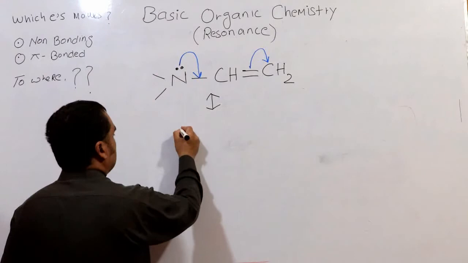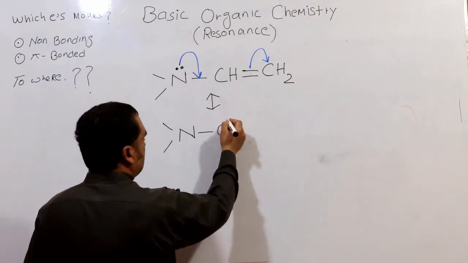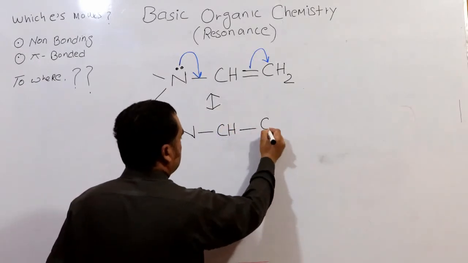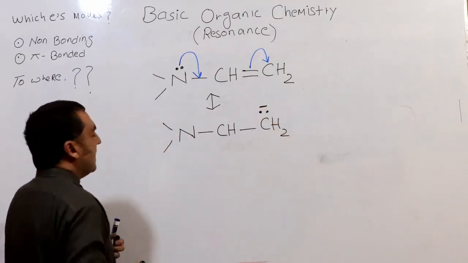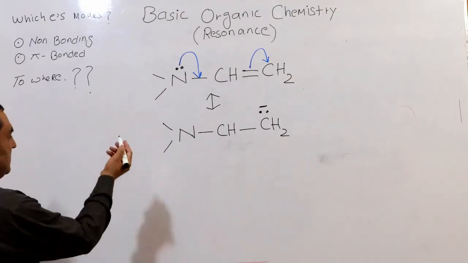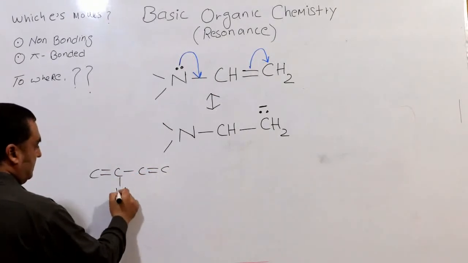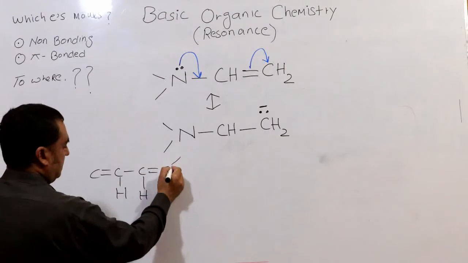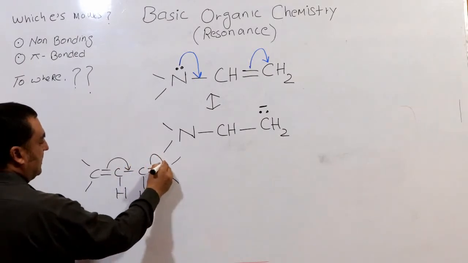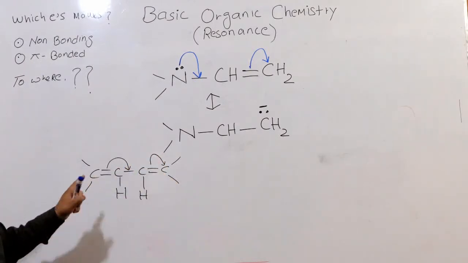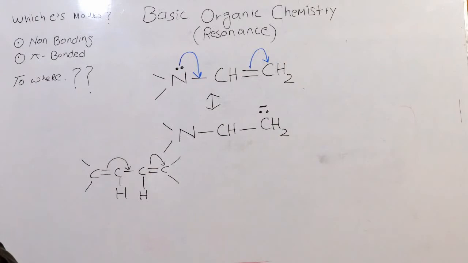Okay, now the electron moves, but this time something else will happen. Now CH, I should write it like this, and CH2. This is negative. Now in the previous example, as you saw, the pi electrons move, and those pi electrons sit here. Okay, and then this carbon acquires a positive charge, but here the lone pair or the non-bonding electrons move.